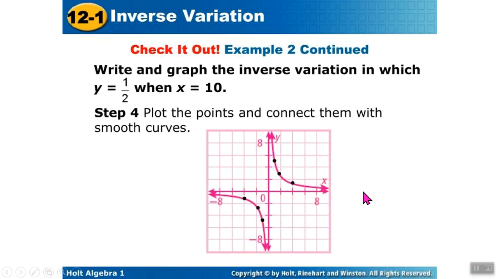Now plot the points that we already got in the previous table and connect the points together. As you can see, plot the points and connect them with smooth curves. Be careful here that the two curves will not touch the x-axis and the y-axis. These are the asymptotes that the curve cannot touch because it gives an undefined value. This is how to graph inverse variation.